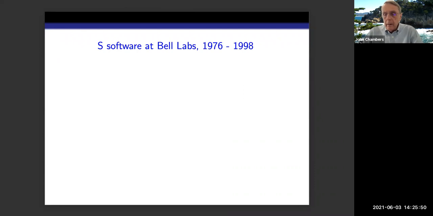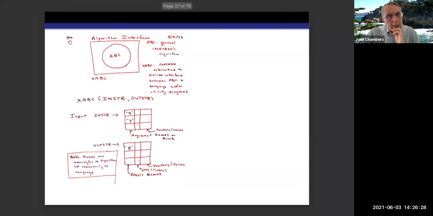And S began, somewhat unusually for this kind of thing, S has a very identifiable start date. It is May 5th of 1976, so a little over 45 years ago, because on that date, Rick and I got a few of our colleagues at Bell Labs together and presented to them the ideas that he and I had been working on for an interactive environment for doing data analysis. And as it happens, the very high quality computer graphics that were used in my presentation at that talk have survived. And here's one.